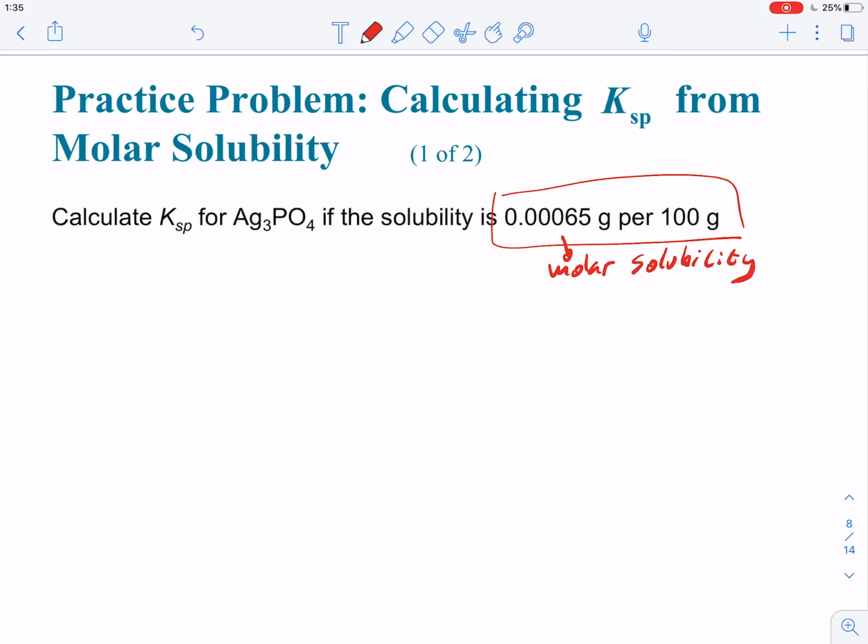Okay? And molar solubility is moles per liter. So here we have 100 grams of water, and we have a tiny bit of the solid there. That amount of solid compared to the 100 grams is so little that we can perfectly assume that those 100 grams of water would be equal to 100 milliliters of water.